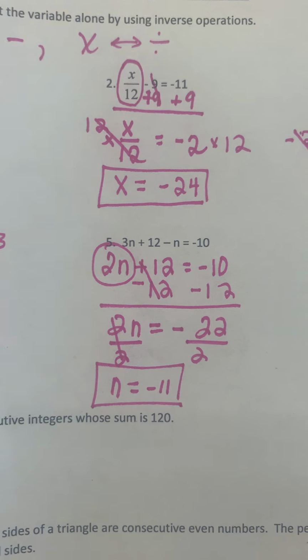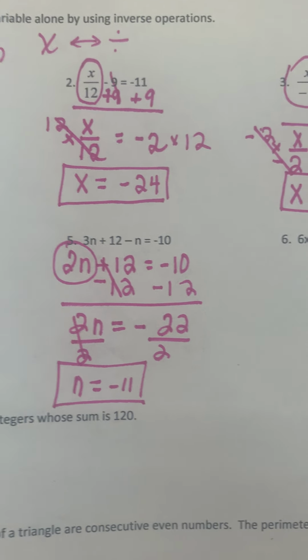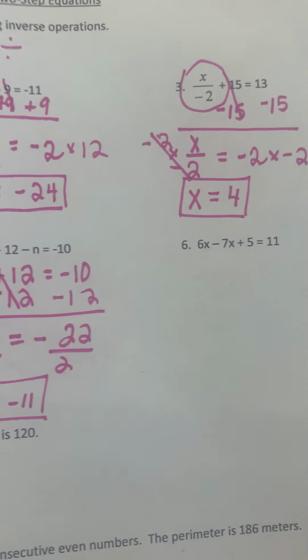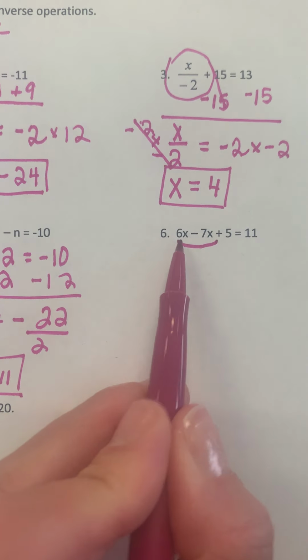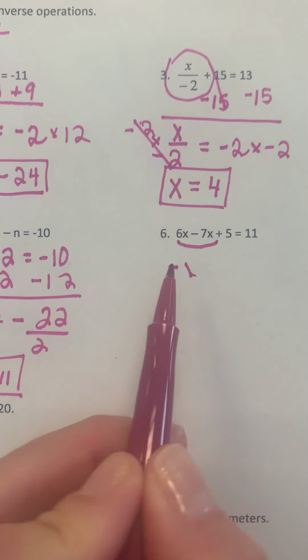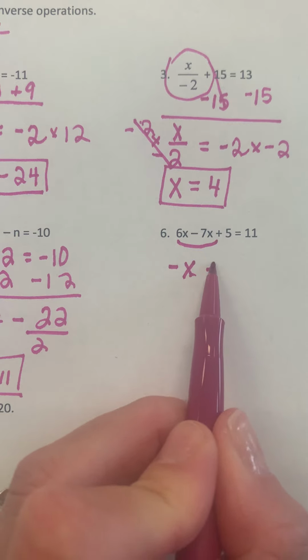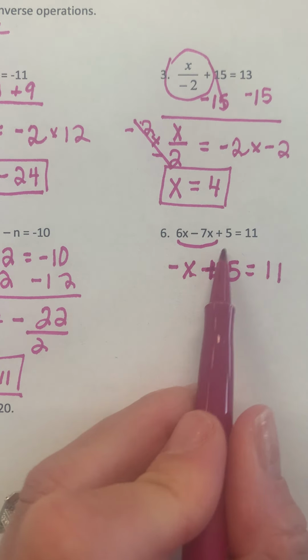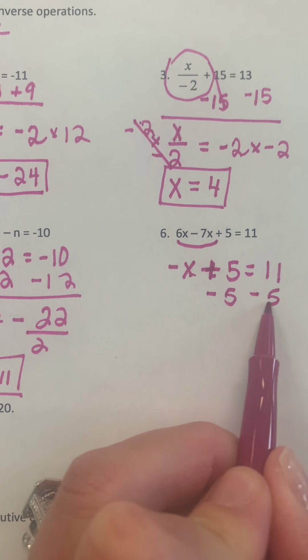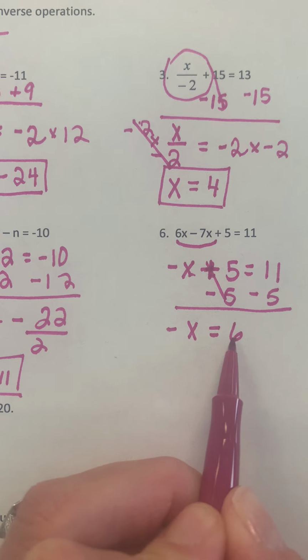I would stop this and try number 6 because it is very similar to number 5 before you move on. 6 minus 7x, when you combine these, you get negative x or negative 1x. Then you have your plus 5 equals 11. So then you want to subtract 5 from both sides. So you get negative x equals 6.